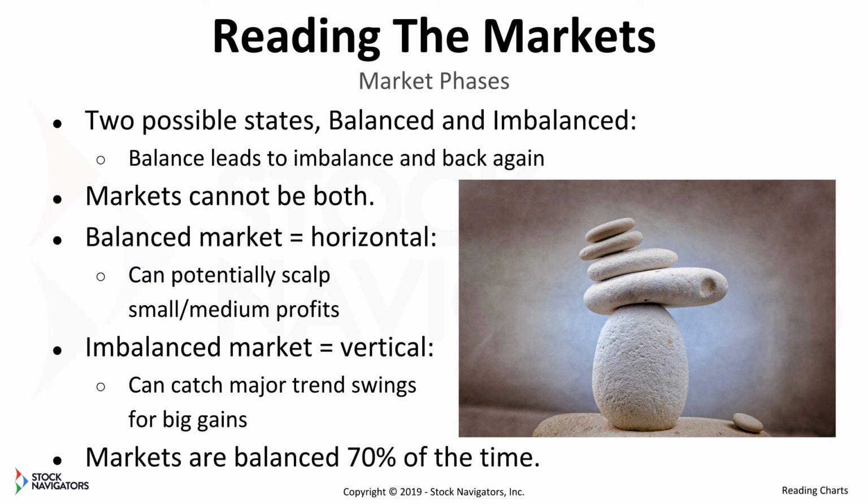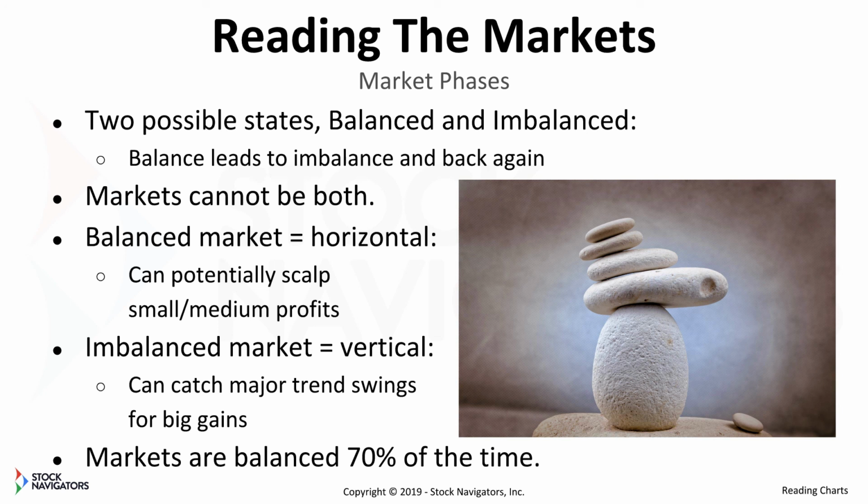Now, markets can only be in 2 possible states at any given time. They can either be in a balanced state or they can be in an imbalanced state. Now, they cannot be both simultaneously. Balanced markets are horizontal, right? Sideways markets, range-bound markets, channeling markets, etc. During these periods of time when the market is going horizontal, you can scalp small trades, small profits. Just grab a little here, grab a little there. Nothing big, nothing major. You're just going to grab little profits, grab whatever the market will give you.